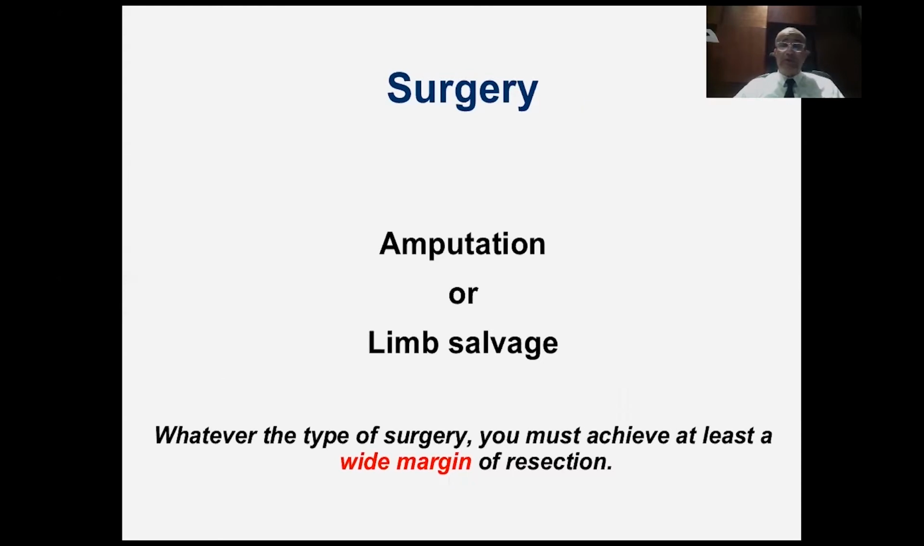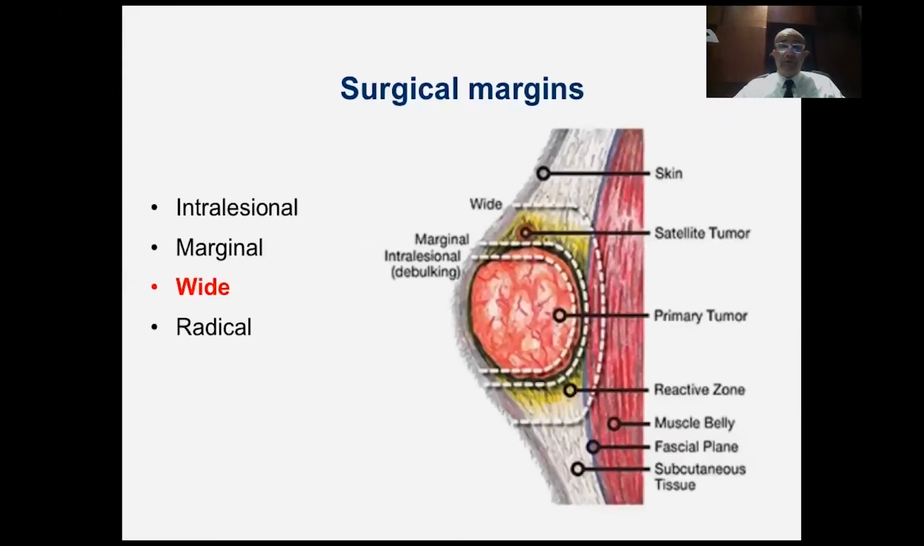Surgery, which is the main topic of our lecture today, could be either amputation or limb salvage. But whatever you do, whether amputation or limb salvage, you always have to achieve what we call a wide margin of resection. So what is a wide margin, and what are the surgical margins that we should know?